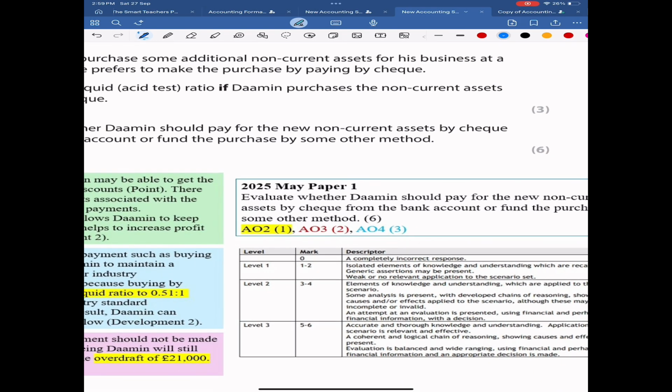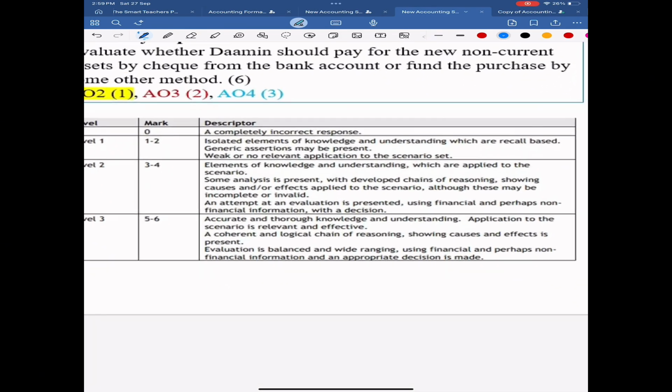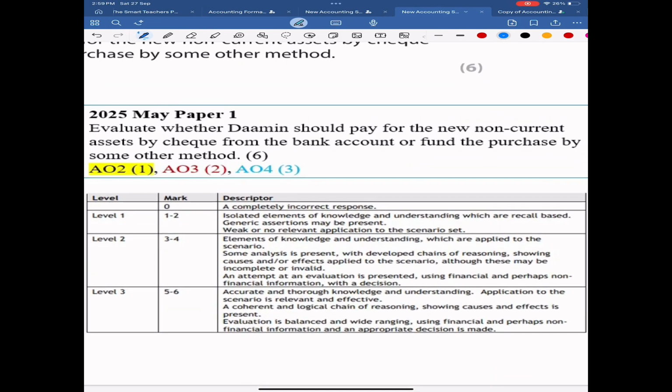Let's see the highest level in the level descriptor: accurate and thorough knowledge and understanding. Application to the scenario is relevant and effective. A coherent and logical chain of reasoning showing causes and effects is present. Evaluation is balanced and wide-ranging, using financial and perhaps non-financial information, and an appropriate decision is made. Now, let's read a sample answer for this question.